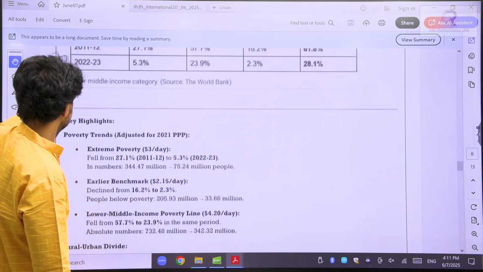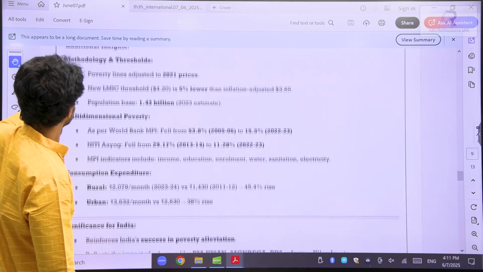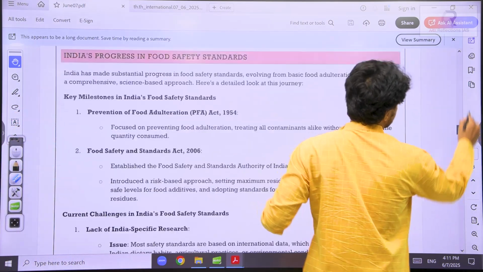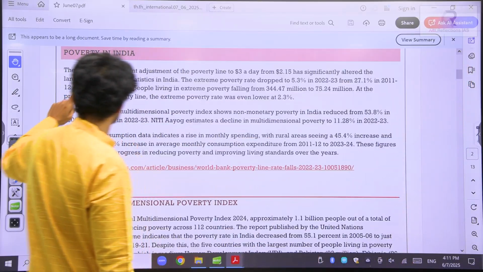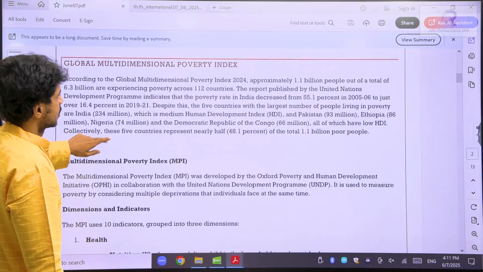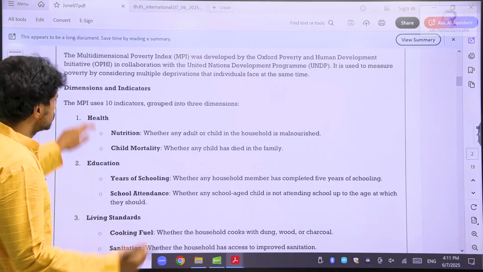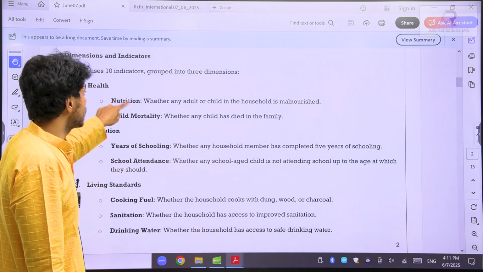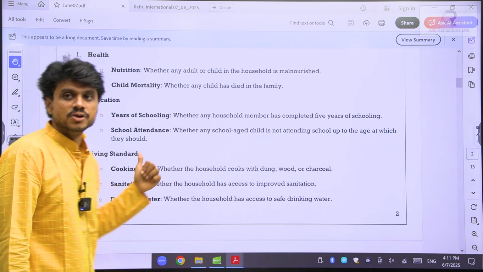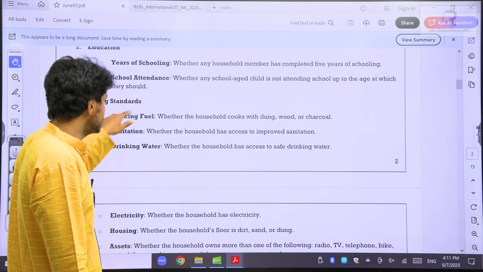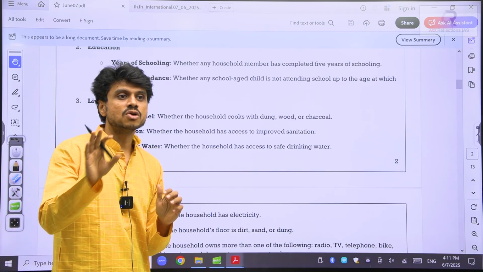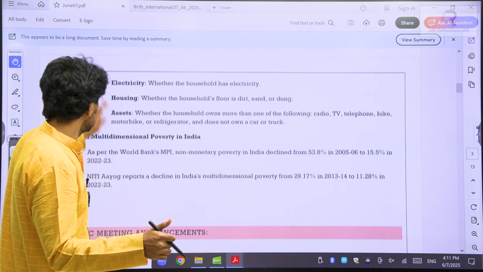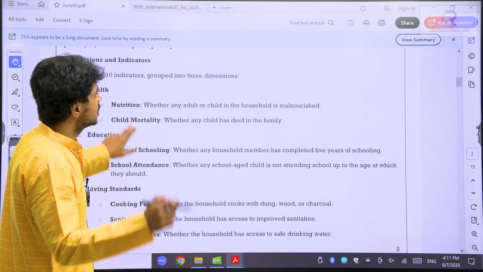Okay, see here. See here, multidimensional poverty index, just see an idea. So we are not just looking at the economy. We are also seeing if the person is receiving proper nutrition, if the person is getting the education, how is the living standards, is he getting access to the clean sanitation or not, water, hygiene, cooking fuel, is it good or not, drinking water, electricity, housing, what kind of assets the person has. So basically there are 10 criteria.